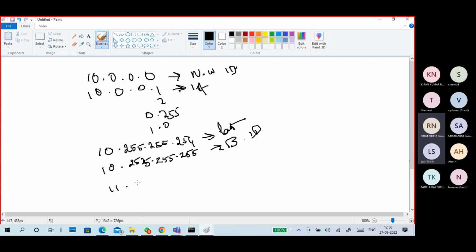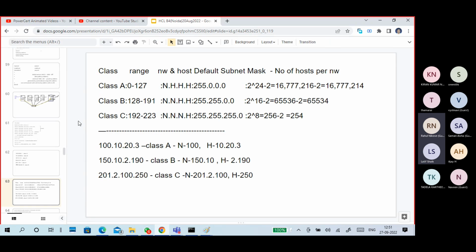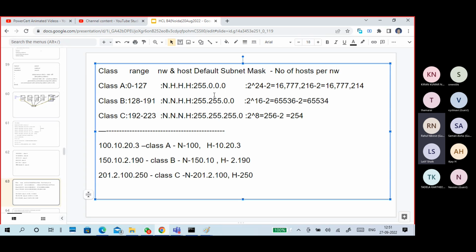And then it becomes 11. See, the network portion has changed. It means both are different networks, right? The network portion is changed, and the host portion keeps changing in sequence, as I already told. So the host count is 2 to the power of 24 minus 2. This is the total number of devices we can connect in this network.